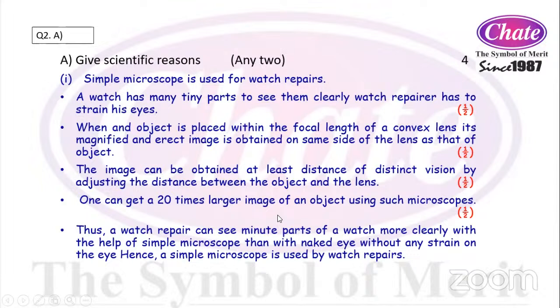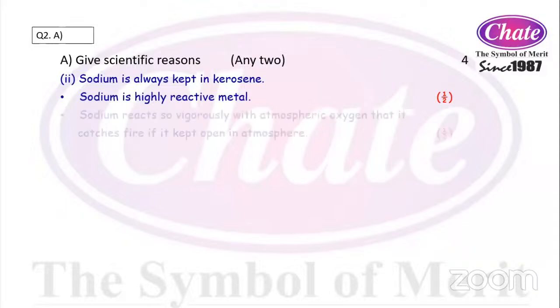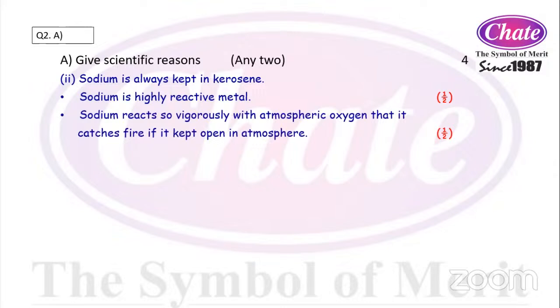Now going to the next question: sodium is always kept in kerosene. We know that sodium is very reactive, so we mention in the first point that sodium is a highly reactive metal. Then sodium reacts so vigorously with atmospheric oxygen that it catches fire if kept open in the atmosphere. That will be our second point.